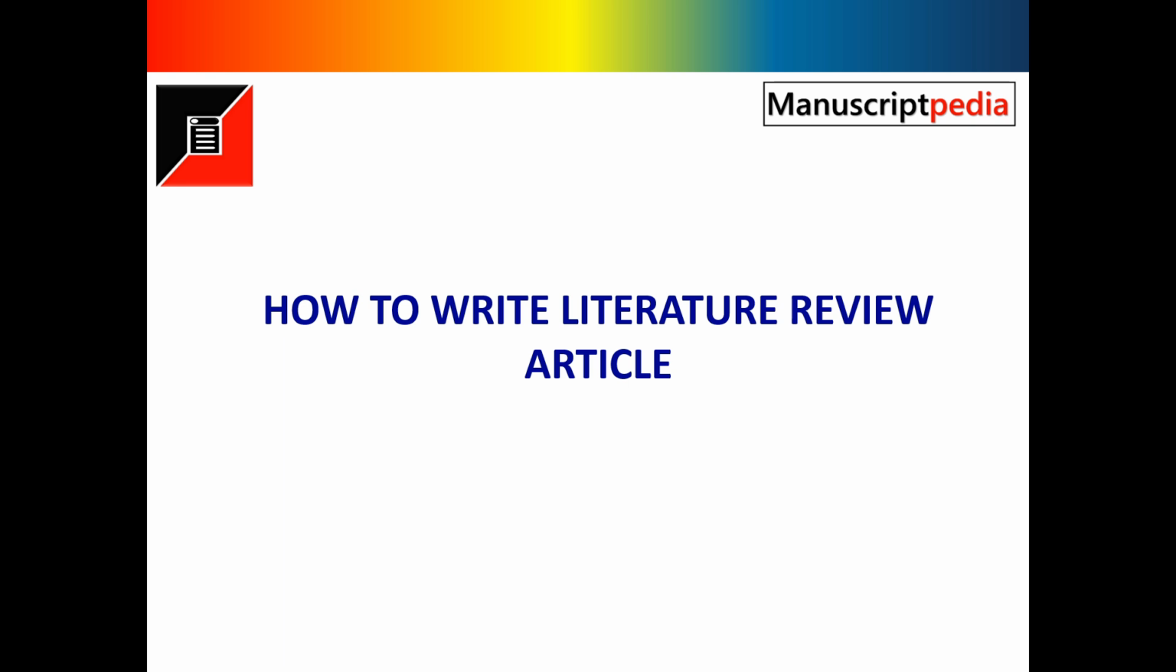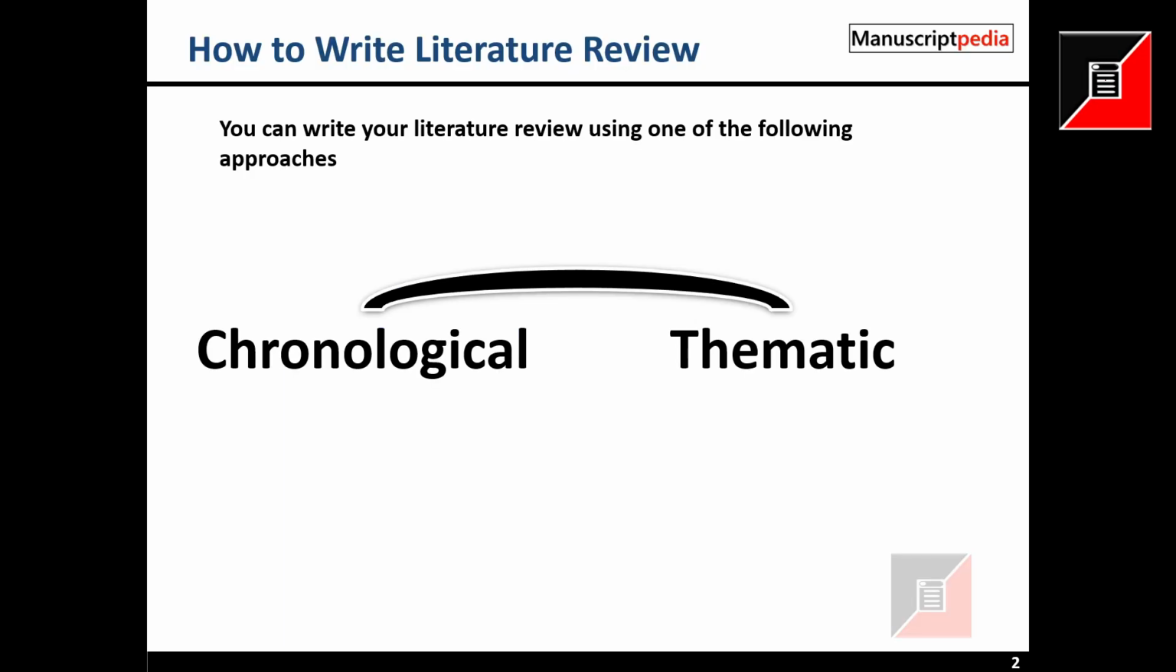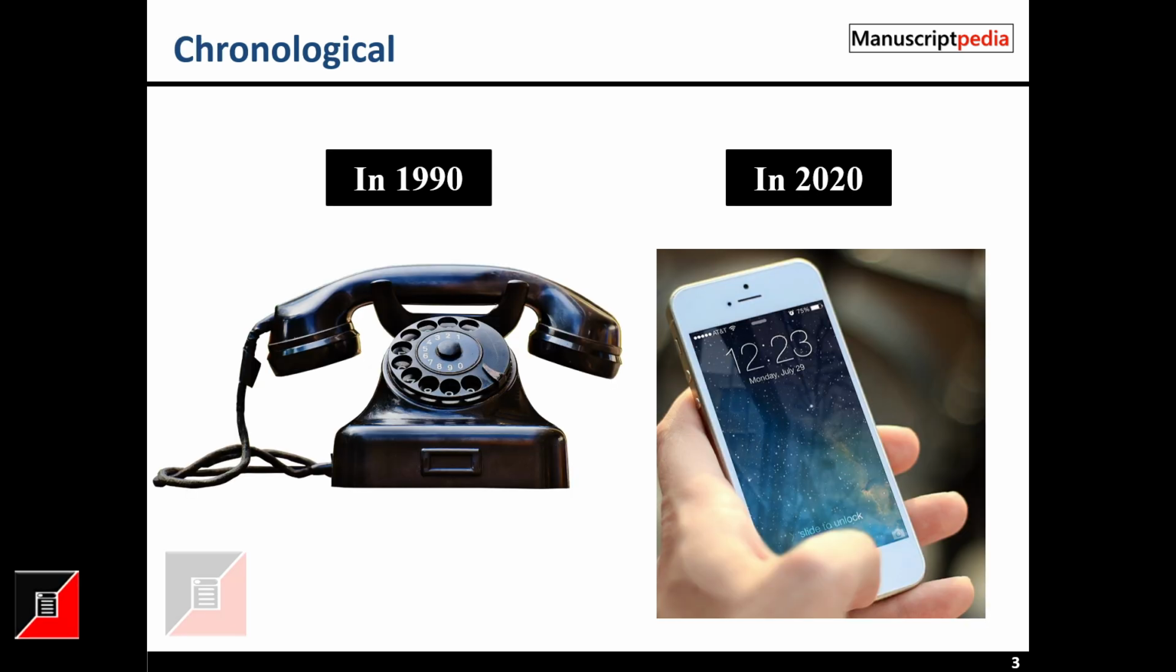Now we are going to learn about how to write a literature review article. You can write your literature review article using two approaches. The first one is the chronological way and the next one is the thematic way. Chronological means, if you are writing a research article about the mobile phone, a simple example has been given here.